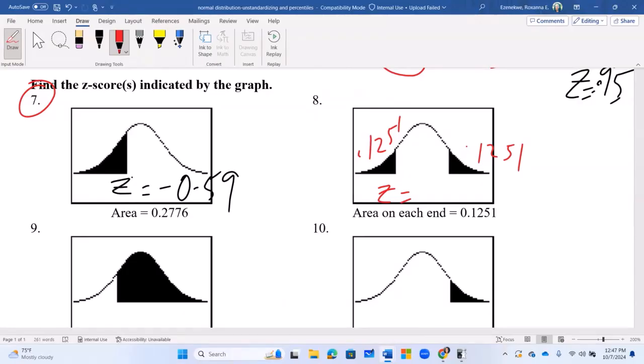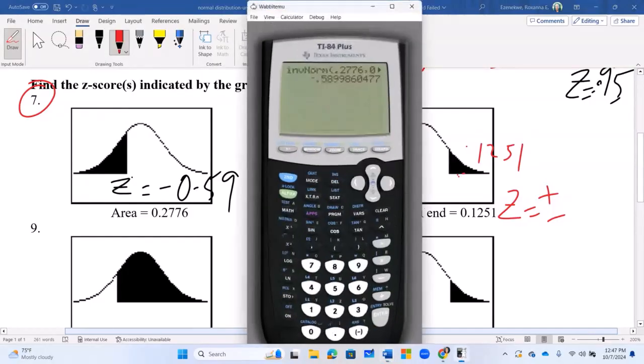And then the normal curve is symmetrical. Since the two areas are equal, then the two z-scores are plus or minus. So I'm going to write z equal to plus or minus. Then I calculate the area to the left. All right, area to the right is not percentile. Only area to the left is percentile. Okay, so I can just do second quit, second, enter.